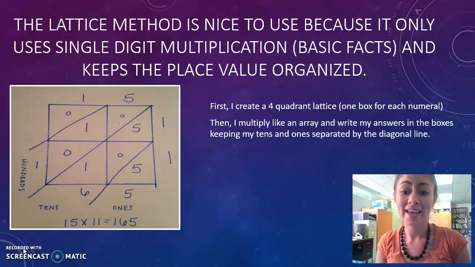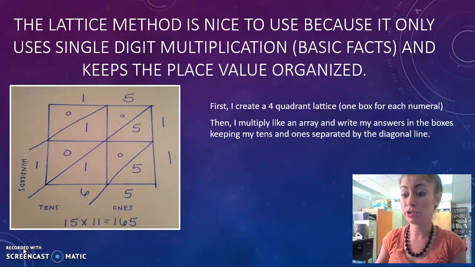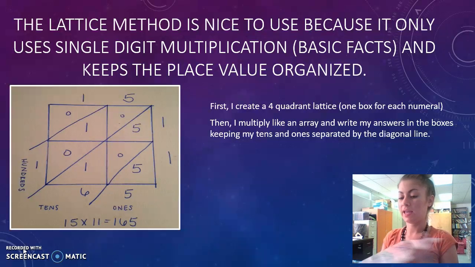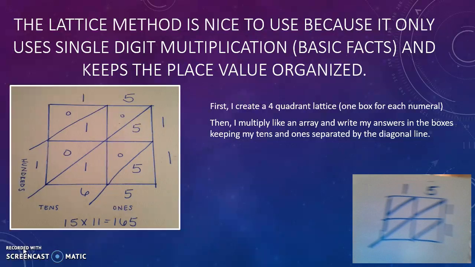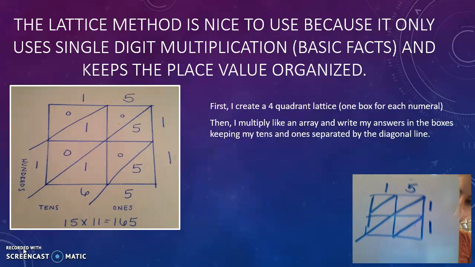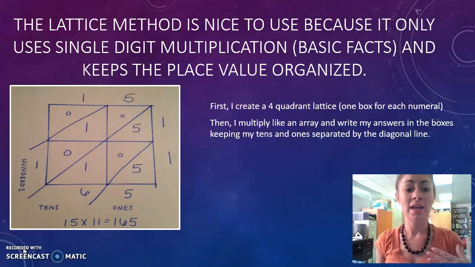Next, just like a multiplication array, I'm just going to put my numbers right on the sides there. So 15 on top and 11 along the side. This is my 15 and the 11. And so I'm going to start by multiplying 5 times 1.